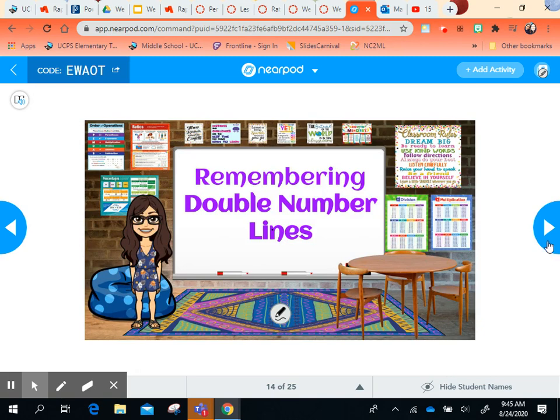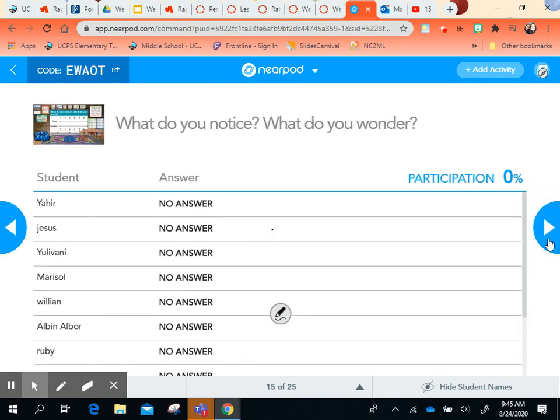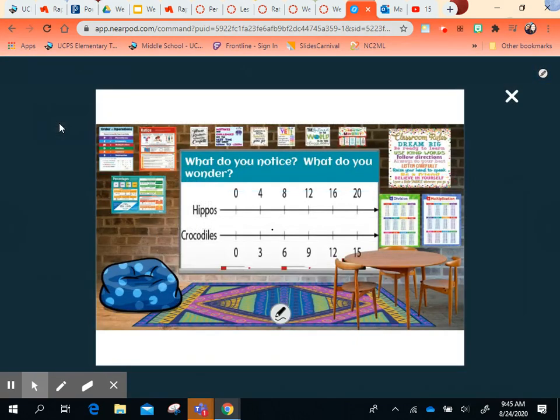So let's go ahead and we're going to look at some double number lines. So I want you on your computer to go ahead and answer the question, what do you notice and what do you wonder? I'm not going to let it so that we can see your answers on the screen. But I want you to look at that double number line and think to yourself, what do you notice between both of them? And what do you wonder? Do you notice equivalent ratios? Do you notice that some amount of crocodiles per hippos? I want you to think about what you're seeing there.